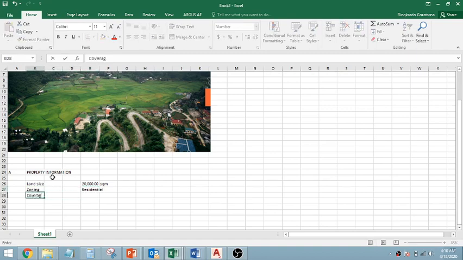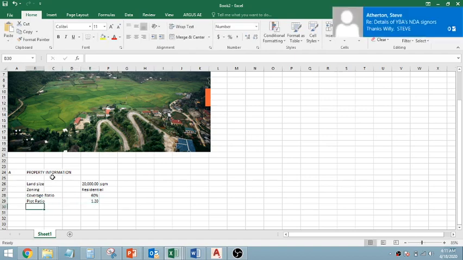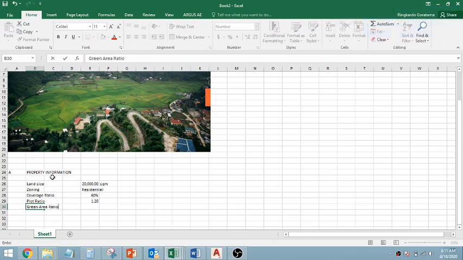With the coverage ratio, in Indonesia called KDB, koefisien dasar bangunan, and we also get the plot ratio information. For residential, usually around 1.2, and the green area, let's say, is around 20%.